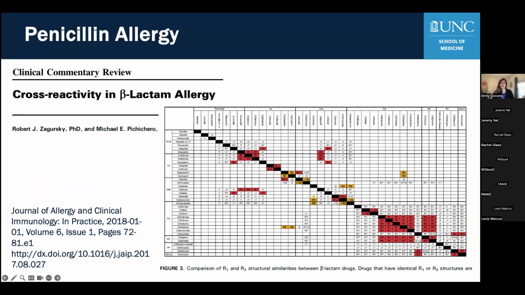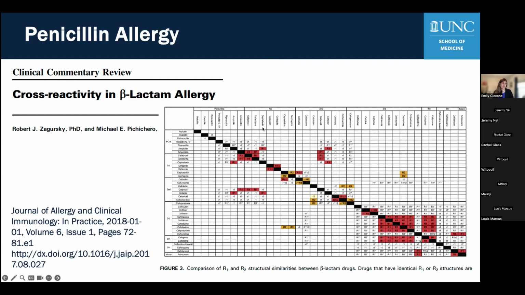As a side note, I want to highlight this paper, and this figure is obviously very small, and I'm putting it here not to intend for you to read it, but basically this paper has a really great graph that looks at structural similarities in the R1 and R2 side chains of beta-lactam drugs. And so the ones that have identical R1 side chains where there would be concern about cross-reactivity are highlighted in red, and the R2 chains are in yellow.